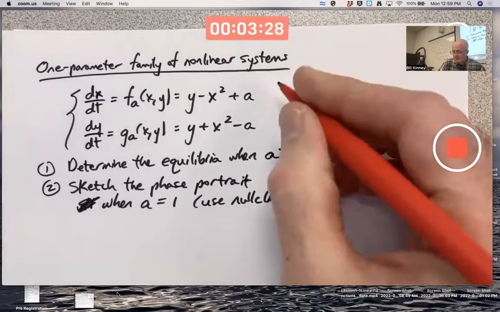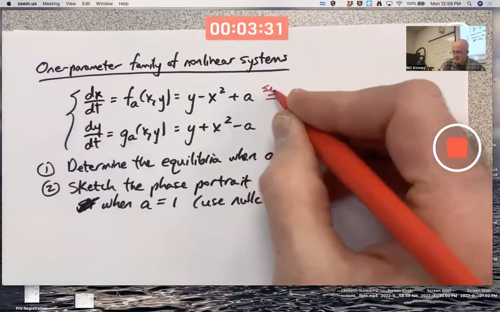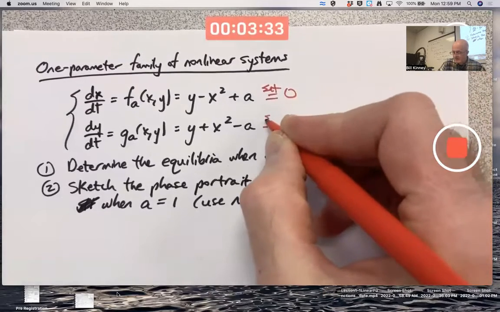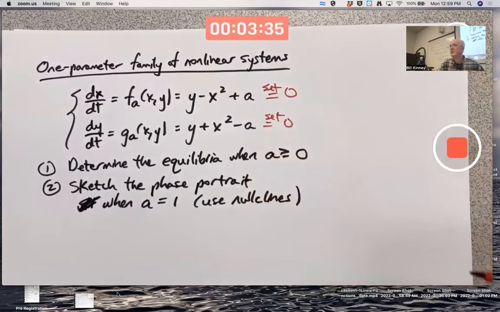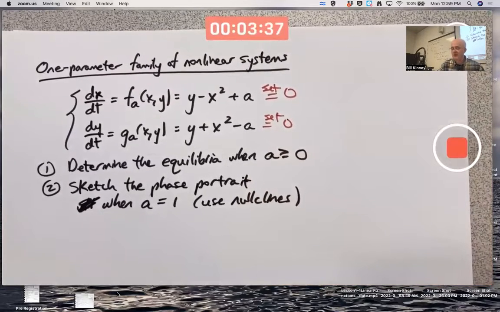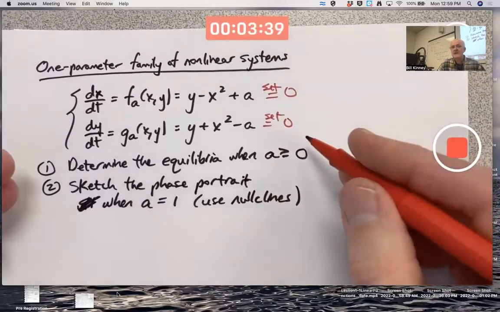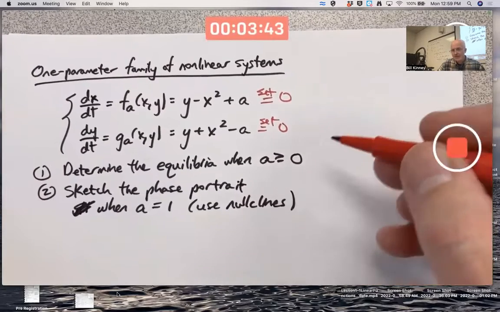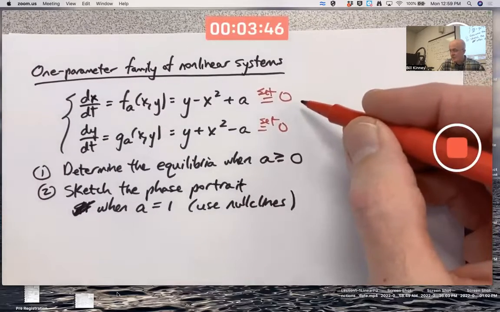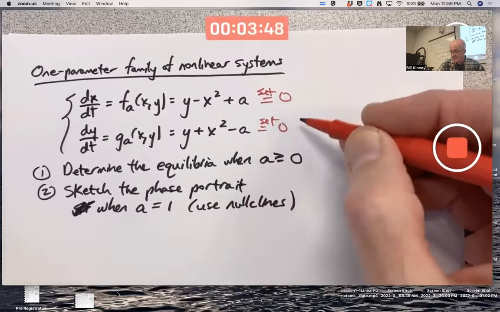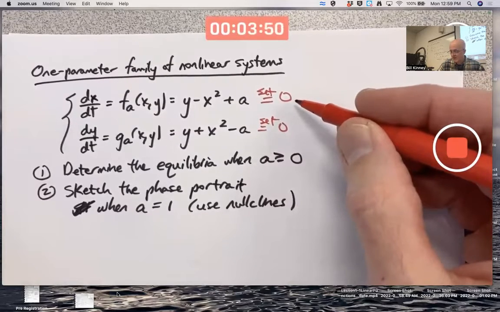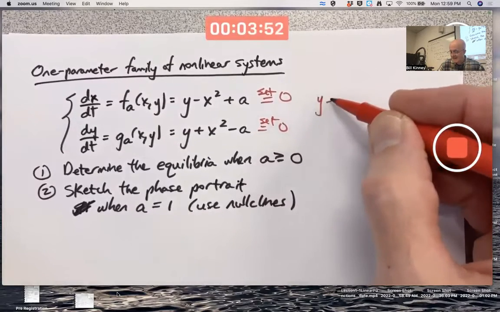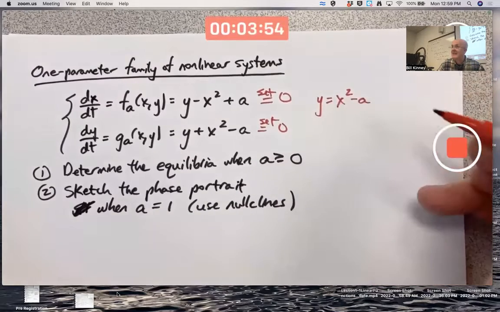So first thing to do is set the right-hand sides equal to 0. When you set the dx dt equation equal to 0, you are essentially finding the x null-line. When you set the dy dt equation equal to 0, you're essentially finding the y null-line. It's probably easiest to think about that in terms of y as a function of x in each case. So for the first equation, if you solve that for y, you get y is x squared minus a. That's the x null-line.